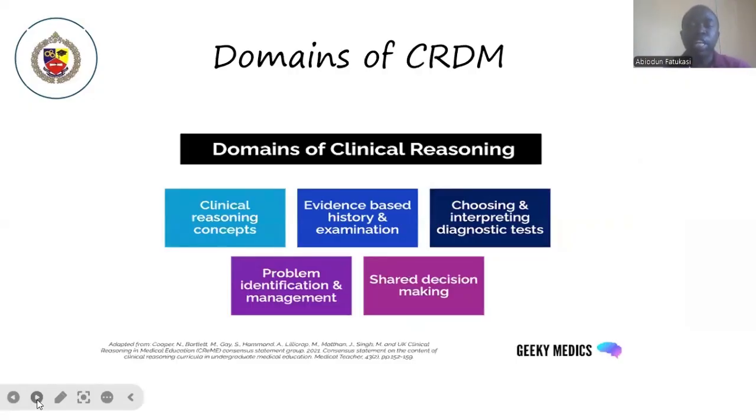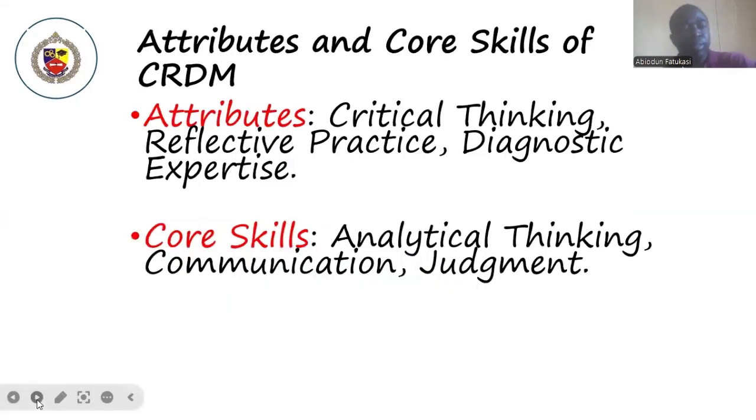We have domains of CRDM. The domains are graphically represented here: clinical reasoning, evidence-based history and examination, choosing and interpreting diagnostic tests, problem identification, and shared decision making. Attributes and core skills of CRDM. For attributes, we'll be talking about critical thinking, reflective practice, and diagnostic expertise, while the core skills are analytical thinking, communication, and judgment.